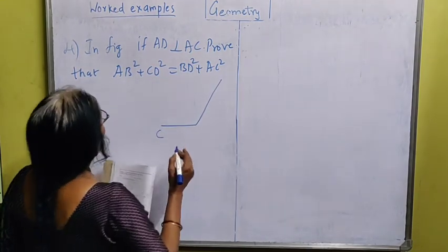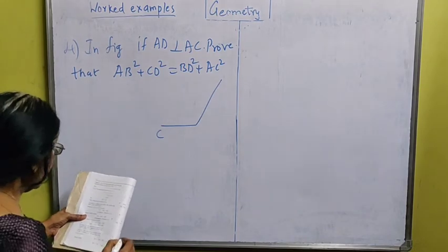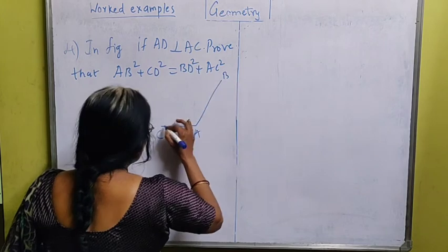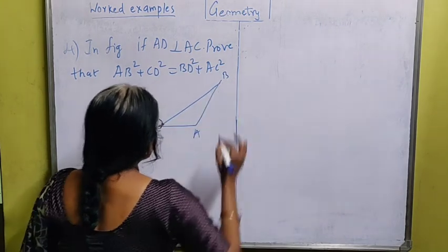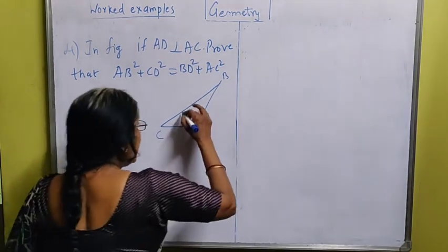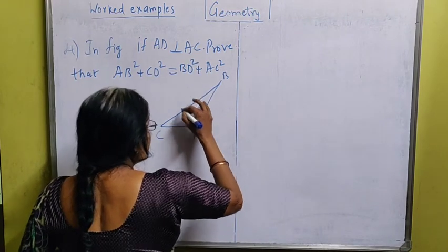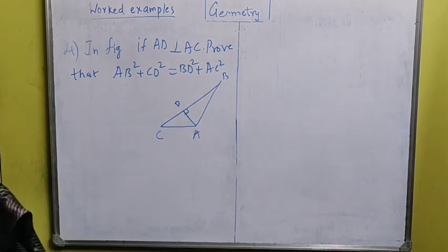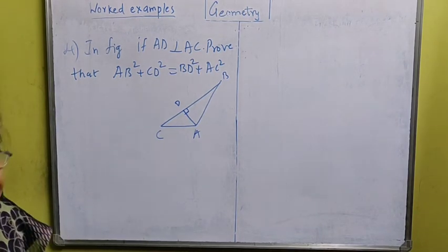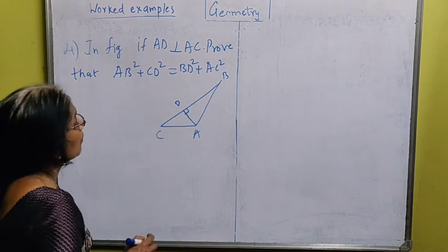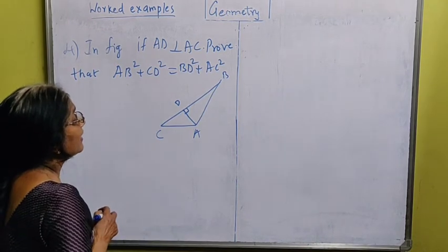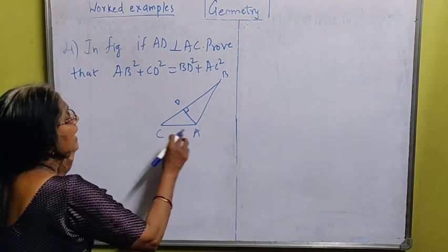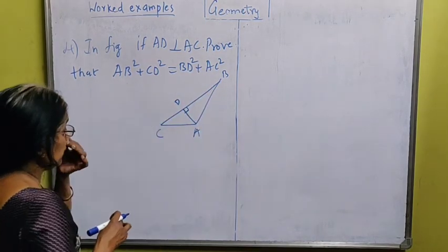So AD is perpendicular. What is given over here? The figure: A, and this is B, and this is joined, and AD is joined, very important. It is perpendicular, meaning it is making a 90 degree angle. So now what we have to do is take triangle ADC and triangle ADB.